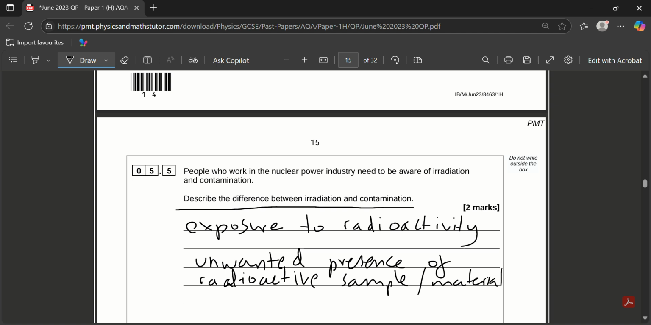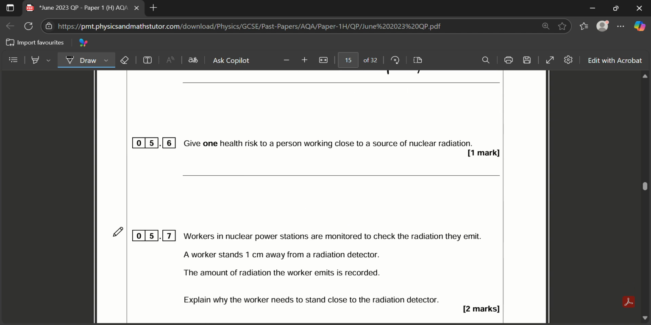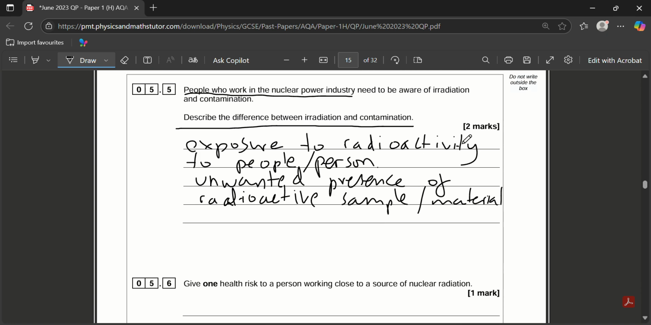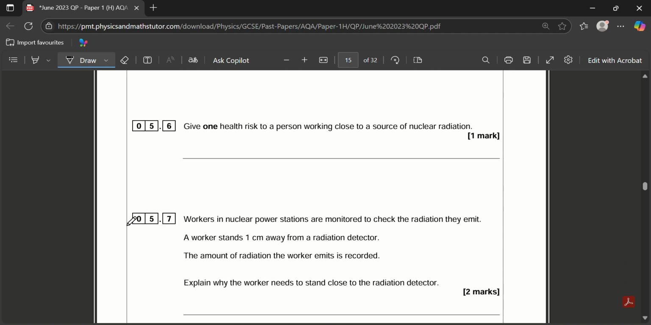To get this marking point for radiation, you have to mention a person, because the question is concerning people who work in the nuclear power industry. So exposure to radioactivity to people or a person. Okay, that's 2 marks there. 2 marks that you really have to think about. You have to give it a lot of thought on how to write these 2 bullet points, because the wording is very, very precise.